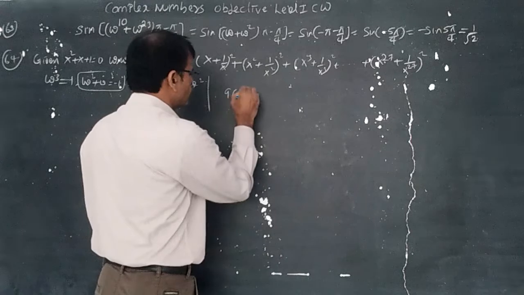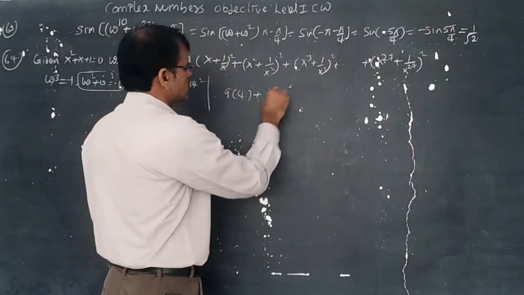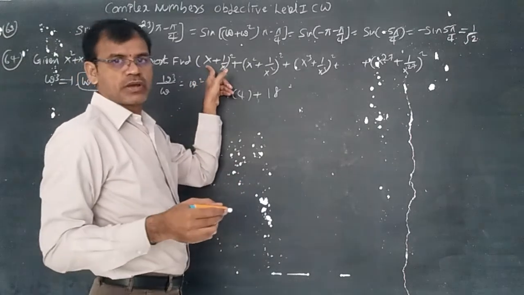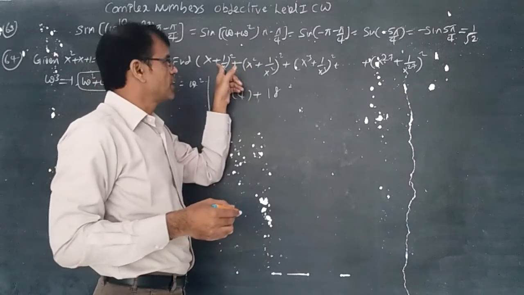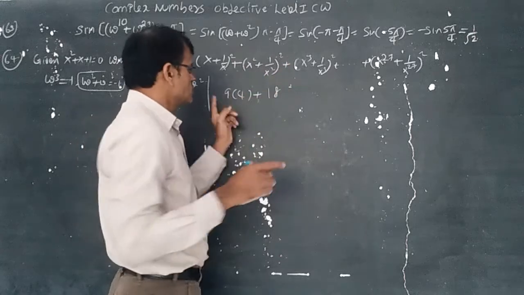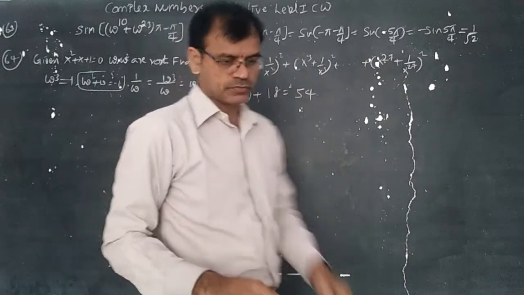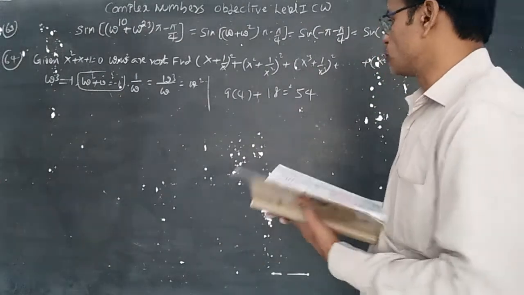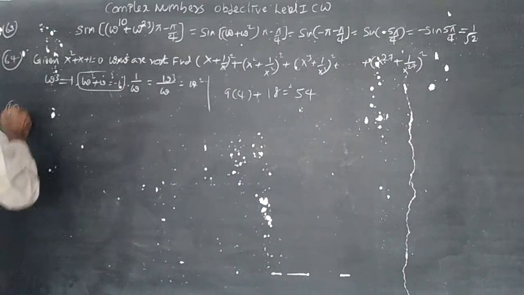So 9 into 4 I am writing directly, plus 18, because here x plus 1 by x meaning omega plus omega square whole square. Omega plus omega square meaning minus 1. Minus 1 whole square is 1. Like that 18 terms will be there. Minus 1 whole square 1. So 9 into 4 is 36, 36 plus 18 is equal to 54. 54 is the fourth option. It is the concept.